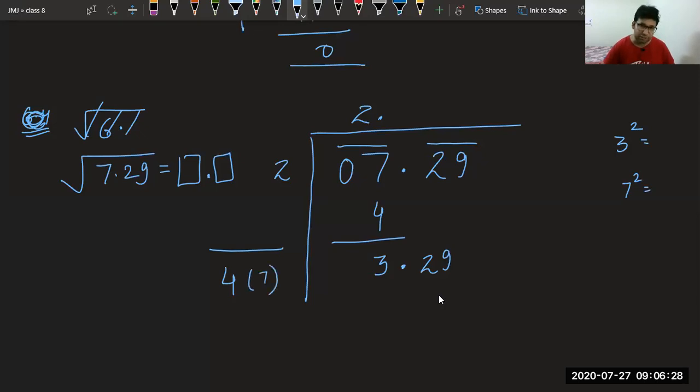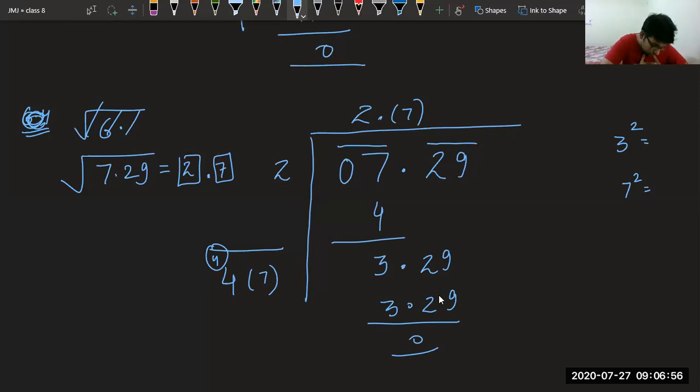So let me take 7 from my side. 7 7s are 49. 4 is carried. 7 4s are 28. Plus 4 is 32. 9 we have got, and we have got 0. Answer is 2.7. I hope it is clear to everyone. Please confirm. Okay, good.